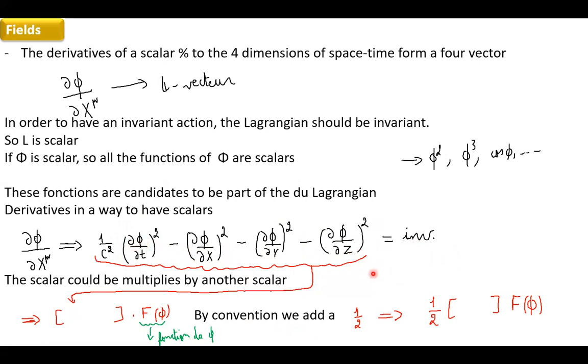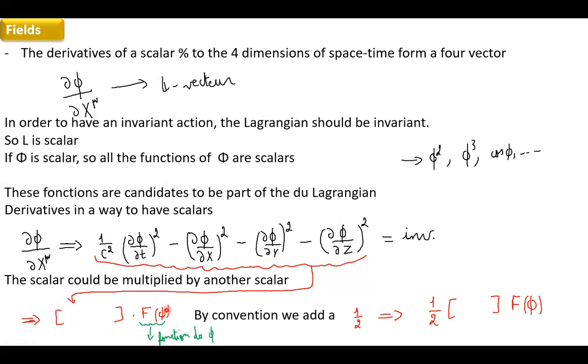It is an invariant. And any scalar multiplied by another scalar stays a scalar. So if you take this quantity, the sum of partial derivatives squared, and put it inside these brackets, and multiply it by any scalar function of phi, it would stay invariant. So this f of phi is any scalar function of phi, multiplied by this scalar quantity. The result would also be a scalar. It's a product of two scalar quantities that stays a scalar.